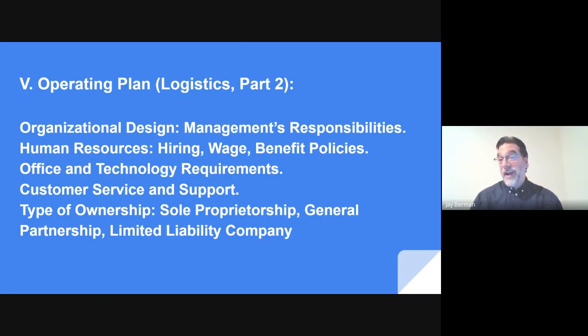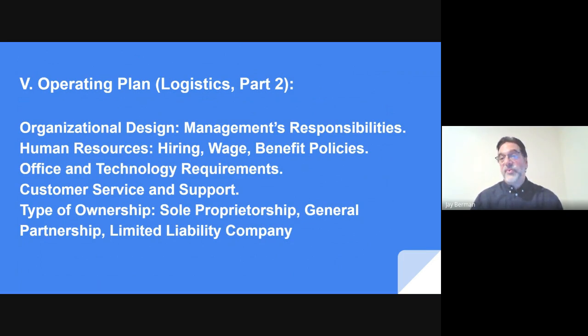Perhaps if you're planning to hire people initially, you should have some sort of hiring, wage, and benefit policies. Any kind of office and technology requirements would be helpful. Any kind of customer service and support, at least at a bare minimum, have an email address so customers can contact you with any issues or concerns or any questions about the products that you're offering.